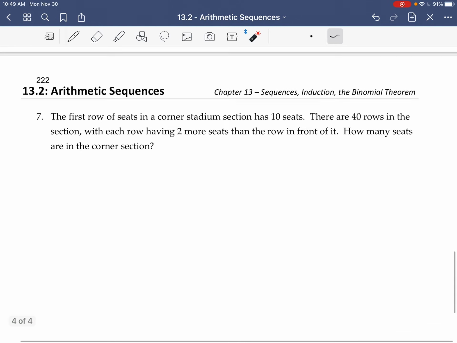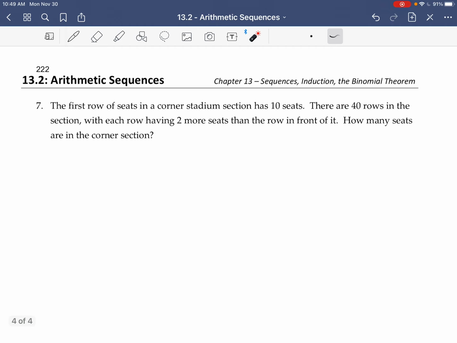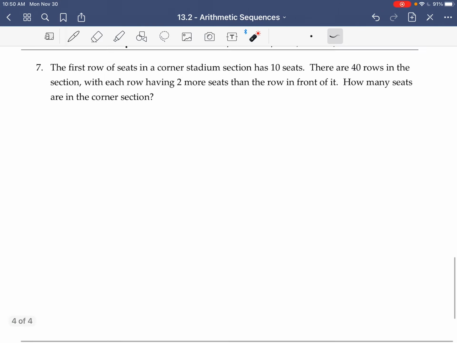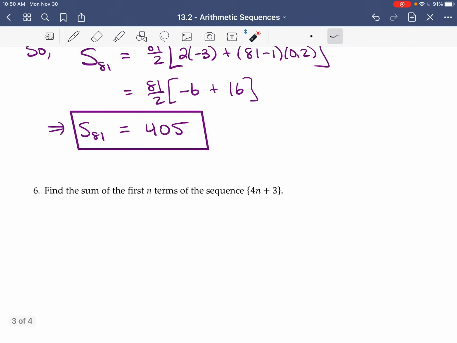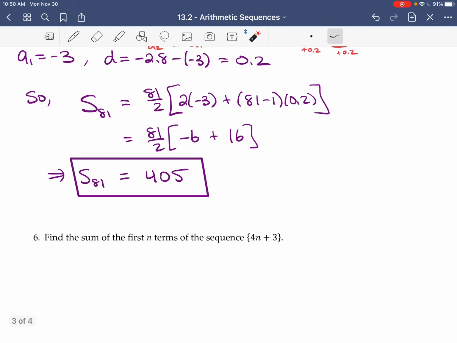I'm also going to leave this one for you to try as well. This is a word problem that turns out to also be an arithmetic sequence, and you're looking for a sum. So try those. That's the idea behind arithmetic sequences and summing terms that are in arithmetic sequences.